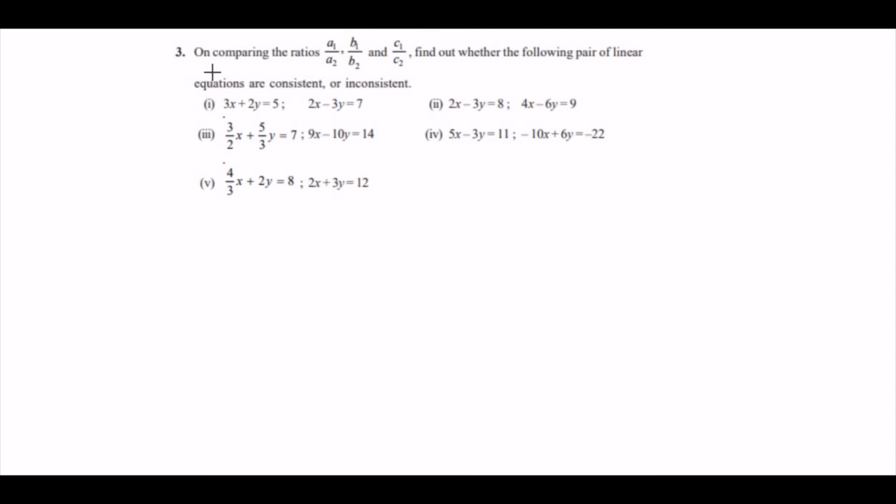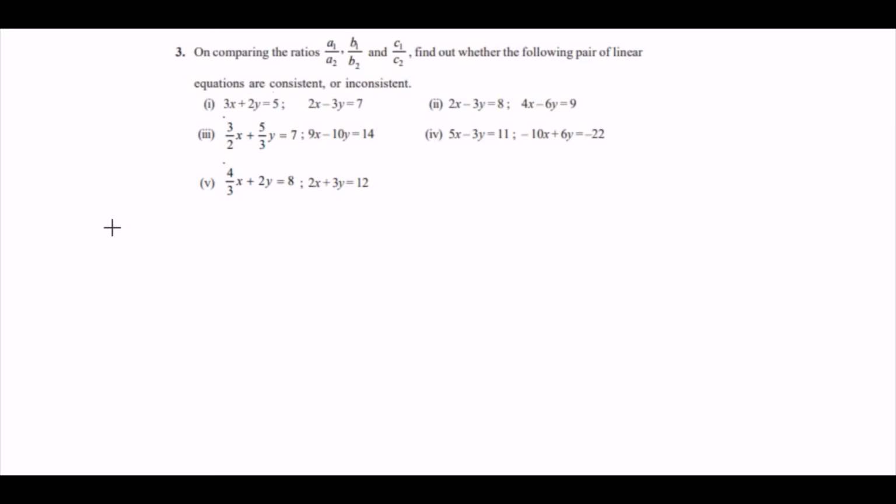So the third question is, on comparing the ratios A1 by A2, B1 by B2 and C1 by C2, find out whether the following pair of linear equations are consistent or inconsistent. If the pair of linear equations has a solution, you call it a consistent pair of linear equations, and if there is no solution, you call it an inconsistent pair. So both the intersecting lines and coincident lines form a consistent pair of linear equations, and the parallel lines have no solution, so they form the inconsistent pair of linear equations. So here you have to compare the ratios and conclude whether these equations are consistent or inconsistent.